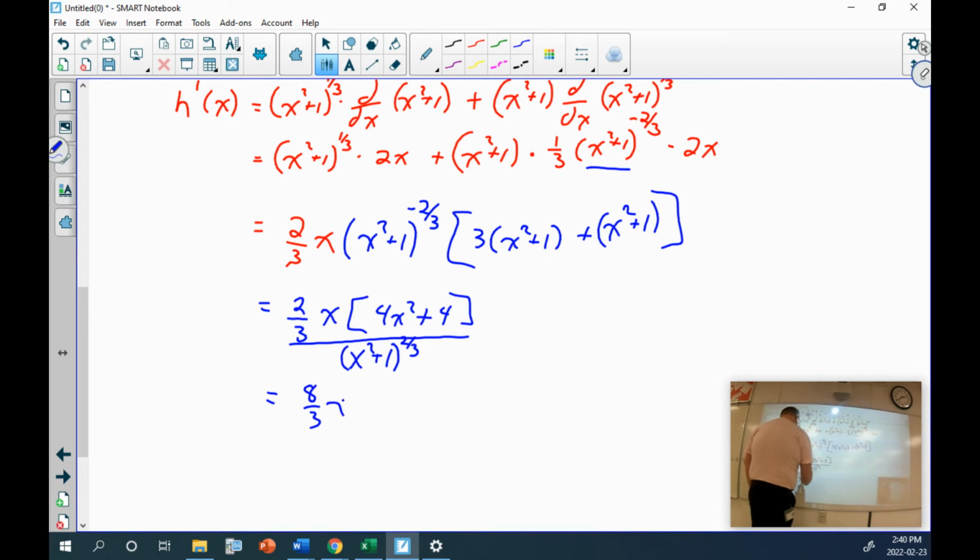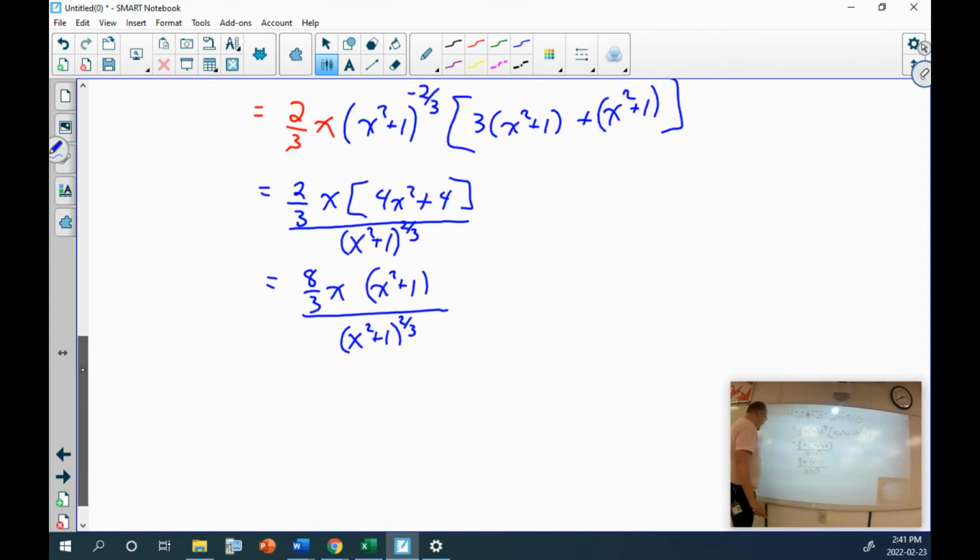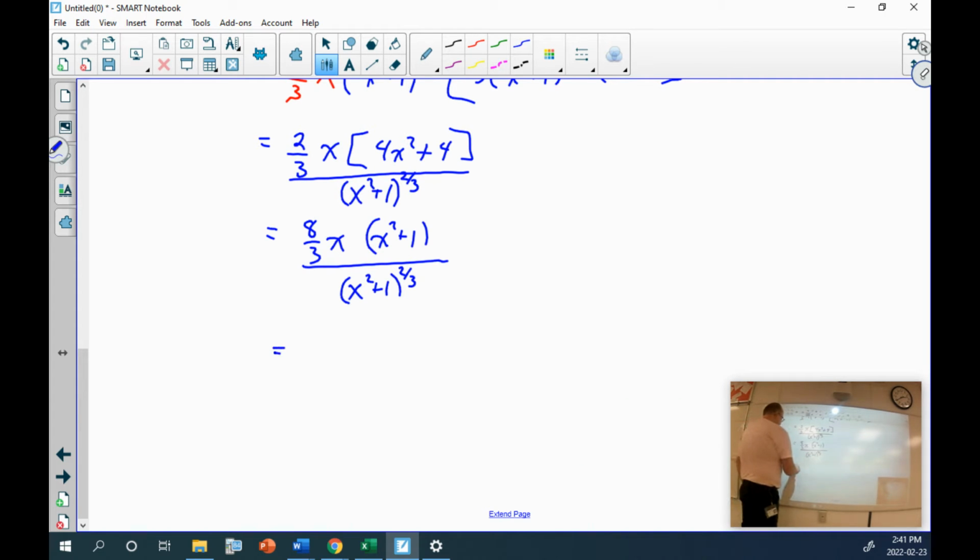Oh, wait, 4x squared plus 4. Oh, it's not. Yeah, so 3x squared plus our x squared, so that's what it is. I'm going to take out a common factor 4. That'll leave me with x squared plus 1 over x squared plus 1 to the 2/3, which can then be reduced also, 8/3 x squared plus 1 to the power of 1/3, because I'm going to subtract my exponents here.